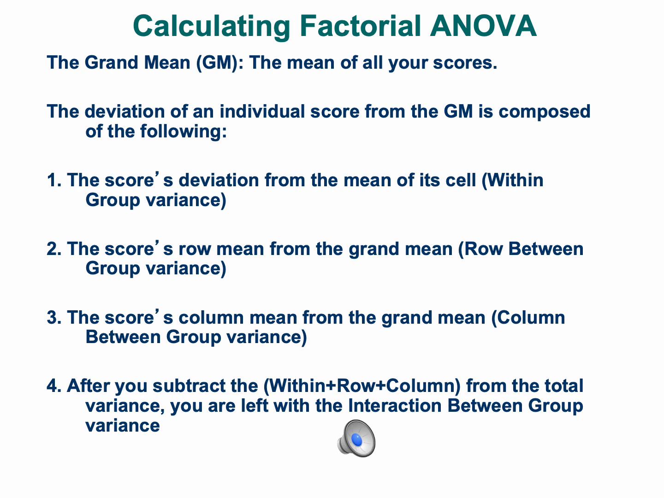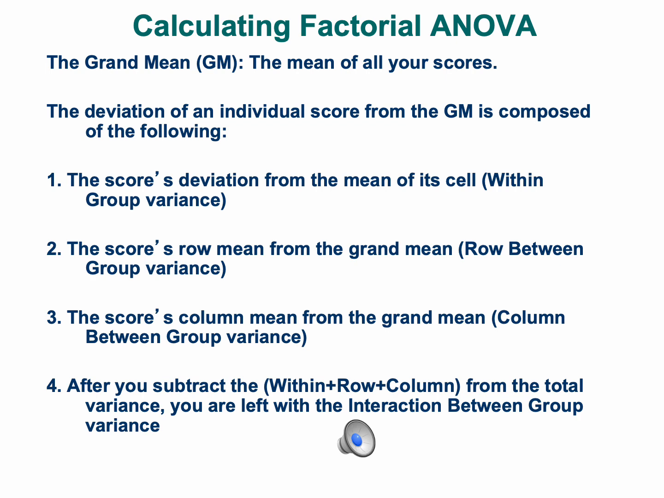Okay, let's deal with conceptually how we calculate factorial ANOVA components. The first thing we want to remember is that there's a grand mean, the mean of all your scores. That's a reference point for all the deviation measurements, so all the variance calculations we make eventually refer to the grand mean. Now the deviation of an individual score from the grand mean is composed of the following elements. The first is the score's deviation from the mean of its cell, and that's the within group variance. You can see here we're still contrasting variance across cells to variability within cells.